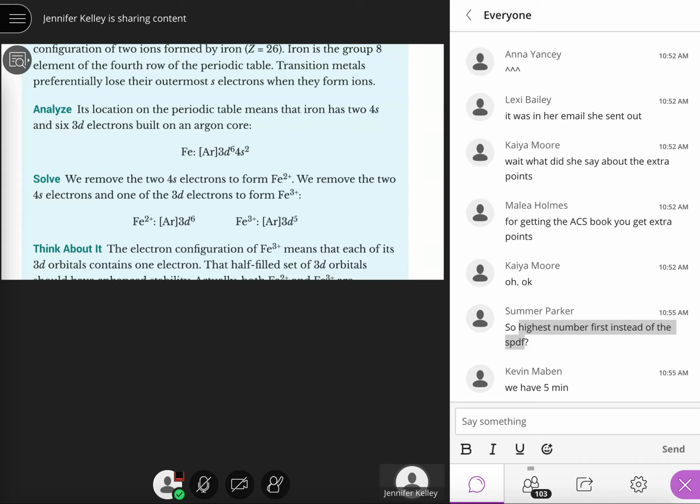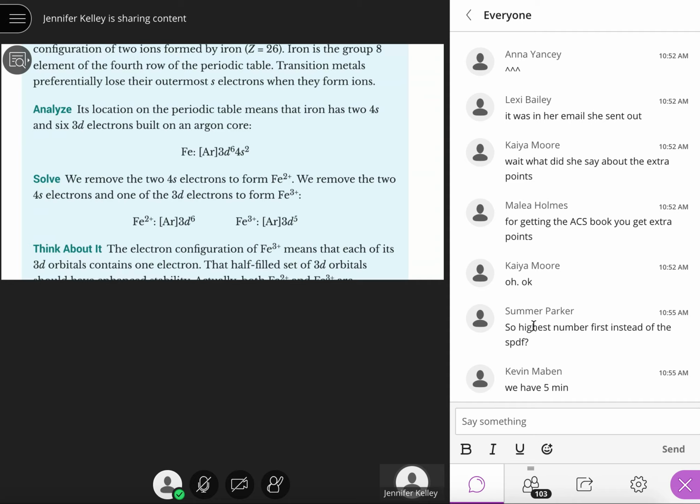Now, the 3+, you have to remove 3 of them. If you're removing 3 of them, you do the same thing. Say, what's higher, 3 or 4? 4 is higher, so you pull off those 2, but then you have to remove a third. So that's when you start removing the d orbitals. And it's okay to remove those because they're not exactly core electrons.